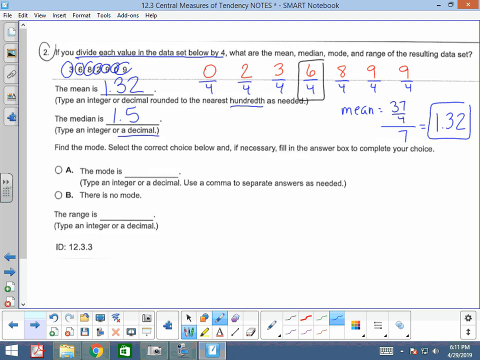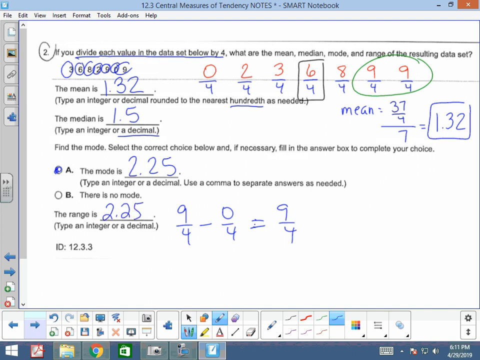The mode is the number that occurs the most. Well, that would be 9/4. So 9 divided by 4, the mode is 2.25. And the range is the biggest number minus the smallest number. So, oops, that would be 9/4 again. So that's 2.25.